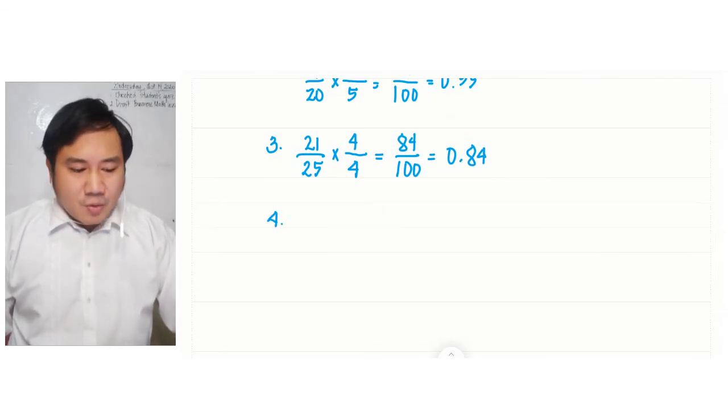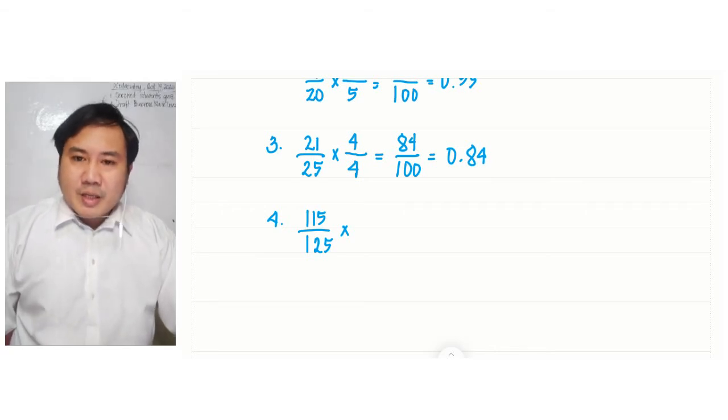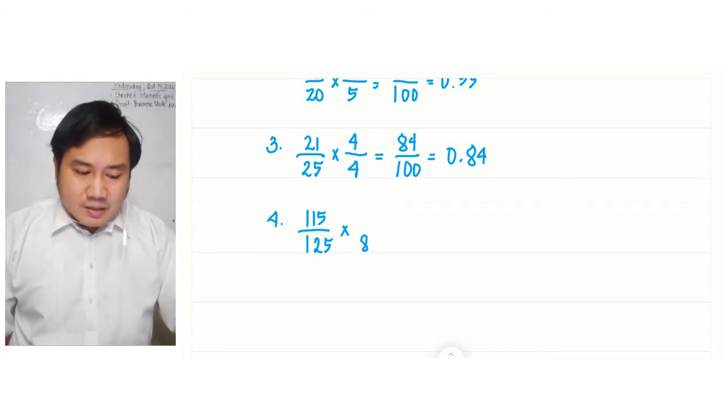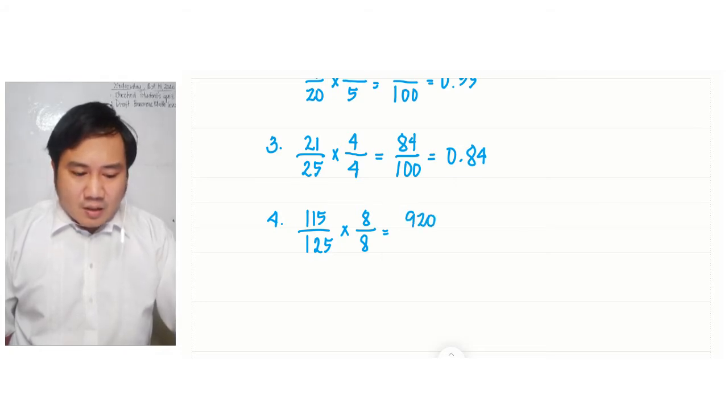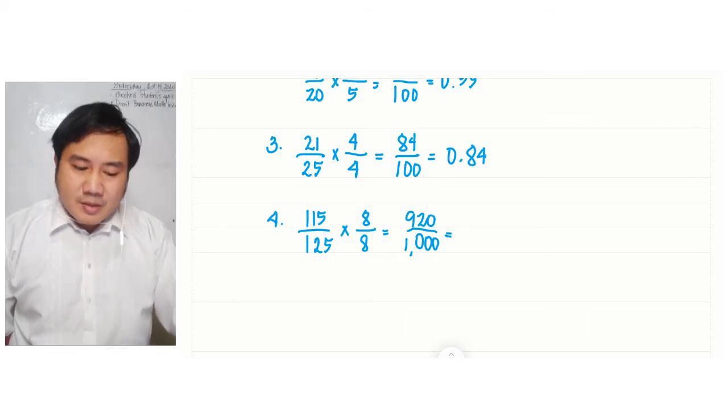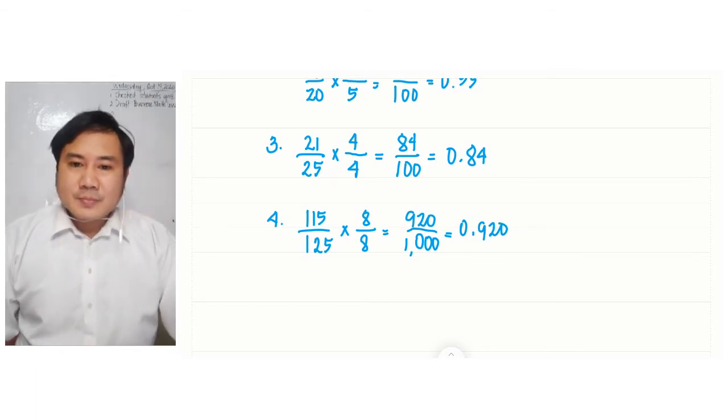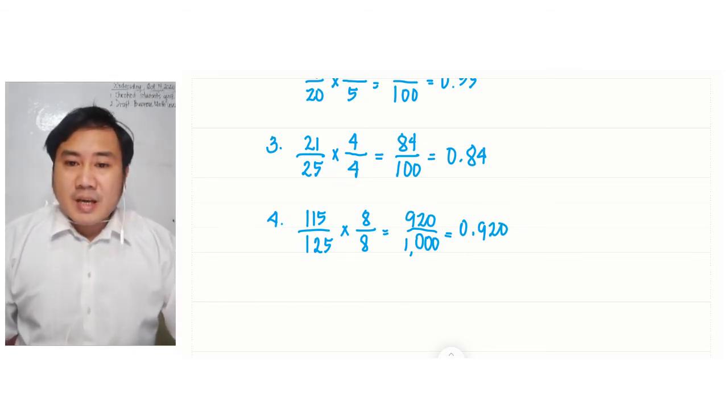Let's have another example. 115 over 125. We can multiply the denominator 125 by 8. At ganun din sa numerator, we're going to multiply the numerator by 8. 115 times 8 is 920 over 125 times 8 is 1,000. Change it to decimal, it's 0.920. Okay? That's the second kind of fraction.